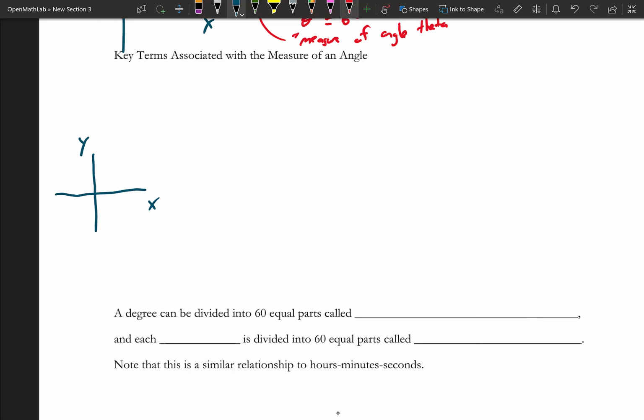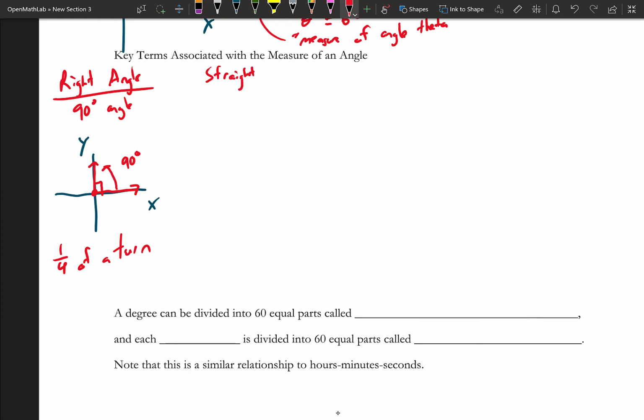So if I have a situation like this, where my terminal side looks like this on the y-axis, sometimes we might draw a box to mark it off. So here's the angle. We would call this a 90-degree angle. It's going in the positive direction. So this is referred to as a right angle. A right angle is a 90-degree angle, and it's 1/4 of a turn. Then we also have what's called a straight angle. A straight angle is 180 degrees, and it's 1/2 of a turn.